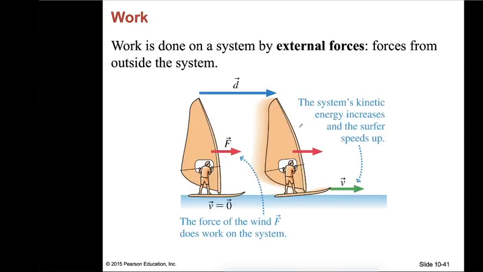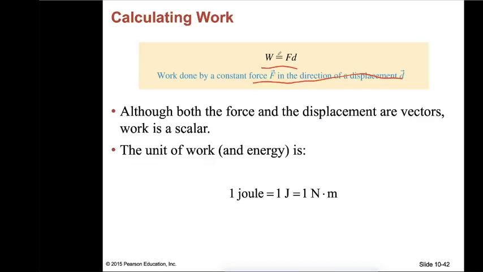Let's see this previous example. The direction of the force is to the right, and the displacement of the surfer is also to the right. So the force and displacement are in the same direction. Then the work can be calculated using this equation: work equals F times d. Although both force and displacement are vectors, work itself is a scalar, and the unit of work is the joule. 1 joule equals 1 newton times meter.